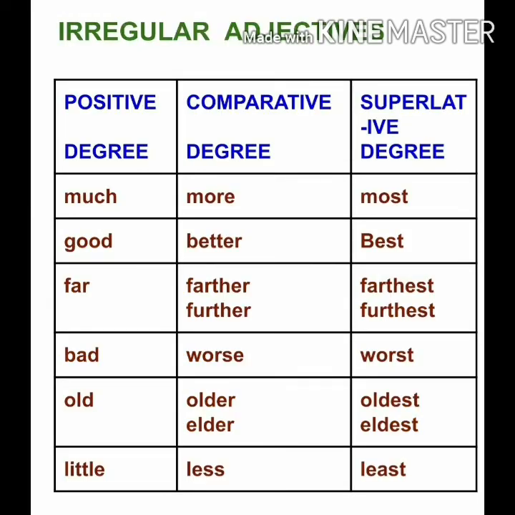Children, there are a few adjectives that cannot be changed as per the above rules. Such adjectives are called irregular adjectives. There are no such rules for them. We'll have to learn them by heart. Let's look into a few irregular adjectives. Much, more, most. Good, better, best. Far, farther, farthest. It has one more word in the comparative and superlative degree, and that is further and furthest.